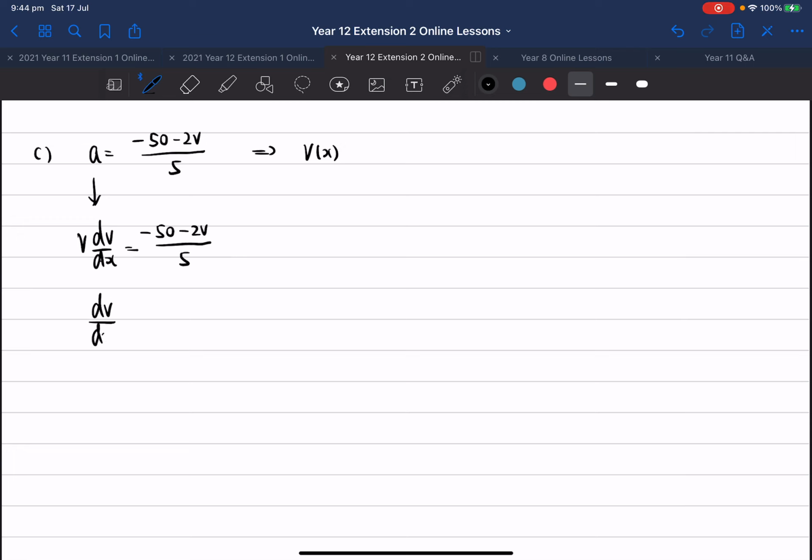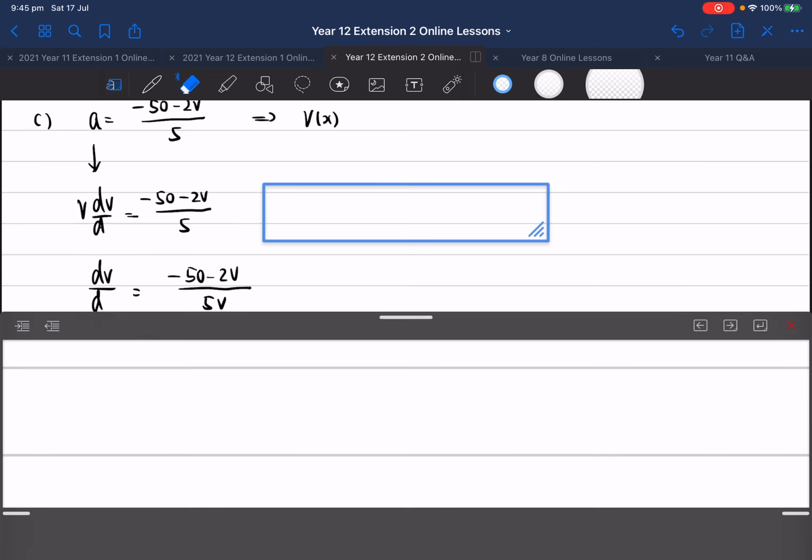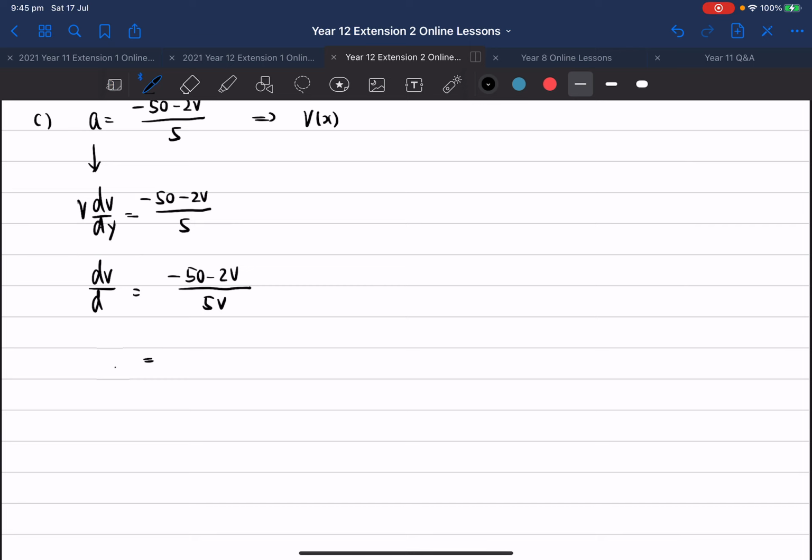So dv over dx, you divide both sides by v, so that's this. After you finish that, you need to do the reciprocal. That gives you dx over dv is equal to... Oh, by the way, instead of using x, you can actually use y. x sort of represents the horizontal displacement, and since we're talking about a vertical one here, it's better to use y, otherwise people sometimes get confused. So you can do dv over dy, and then dy over dv is 5v over minus 50 minus 2v.